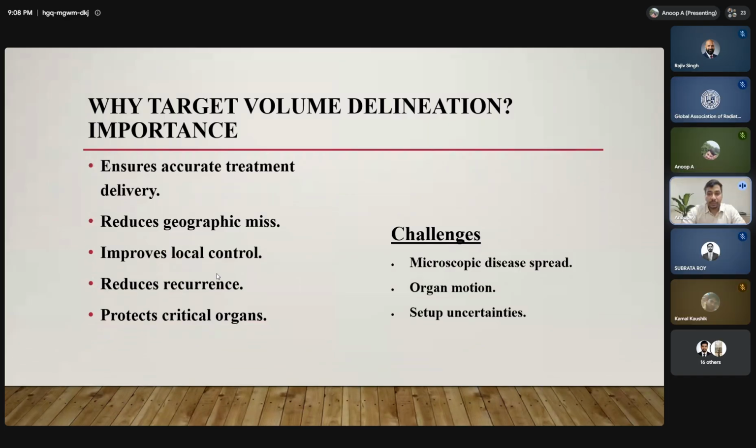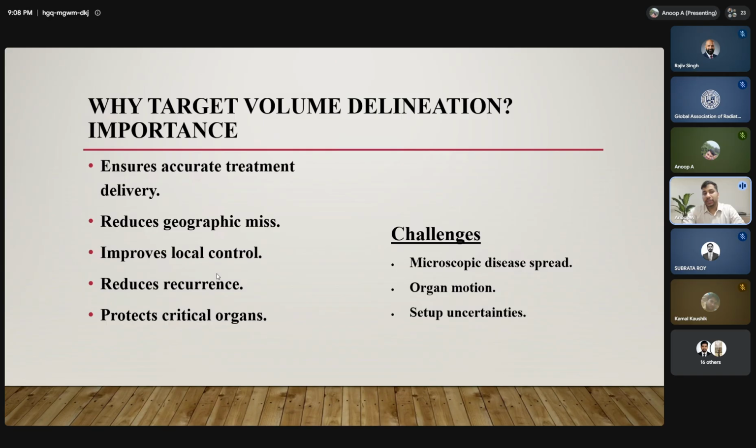Reduce geographic miss. In radiotherapy, geographical miss occurs when the actual delivered radiation beam fails to completely cover the intended target. That means geographical miss. Third, improve local control. Fourth, reduce recurrence. And fifth, protect critical organs.